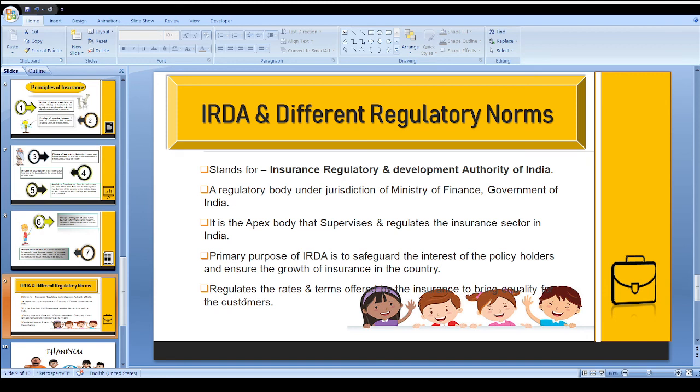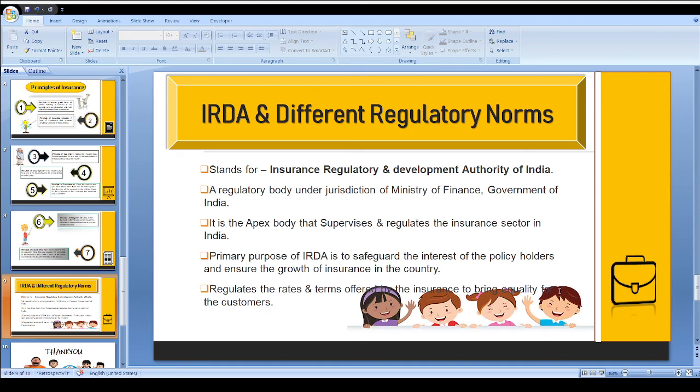Now, apart from this, it regulates the rates and terms offered by insurers to bring equality for the different individual customers. It provides protection to individual investors against the risk they could face because of fraudulent activities of insurance companies. So this authority will make sure that no fraudulent activity commences from either side. It will also specify the code of conduct for the surveyors and loss assessors in case of any kind of mishap.